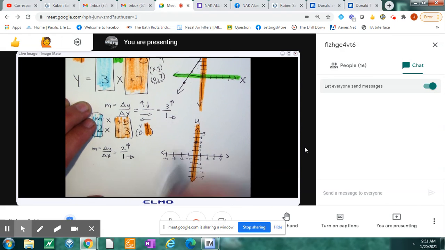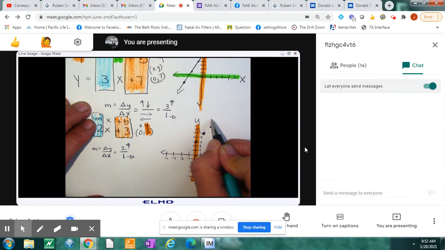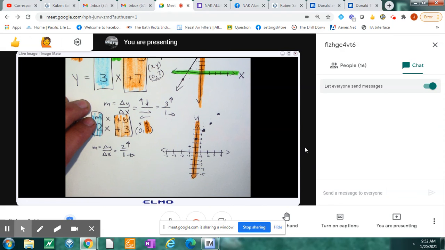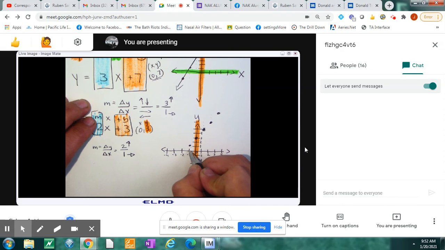Go, go. 1, 2, 1. 1, 2, 1. It's a straight line. Here we go. 1, 2, 1. Now, the opposite is going down and then to the left. Okay, negative 2, negative 1, negative 2, negative 1, negative 2, negative 1.